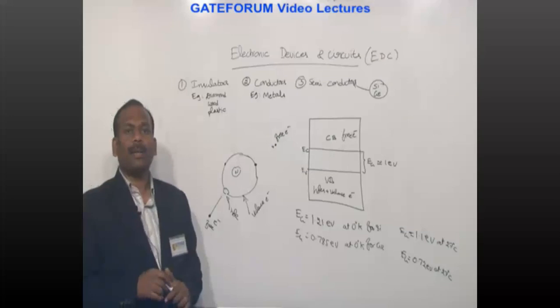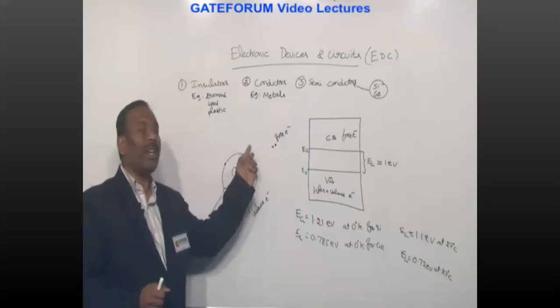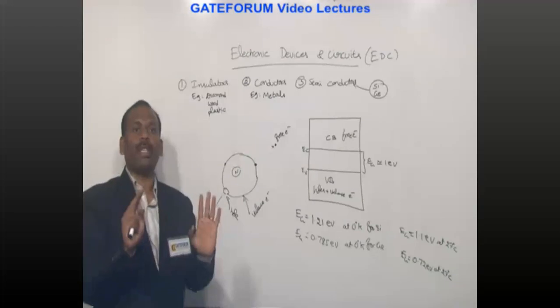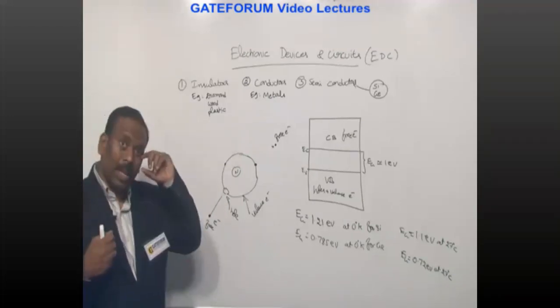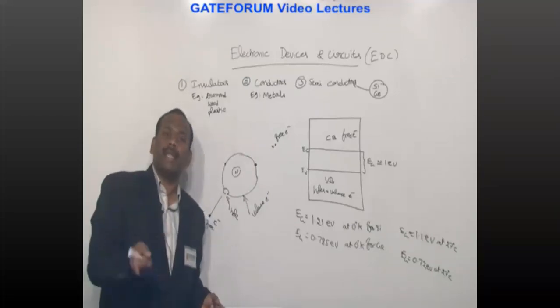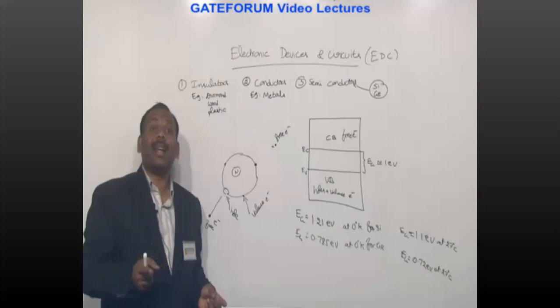What is happening? Previously, a hole is there, a free electron is there. After recombination, both will disappear, it becomes a valence electron, that's the important one. Okay, a free electron combines with a hole and becomes a valence electron. This is called recombination.